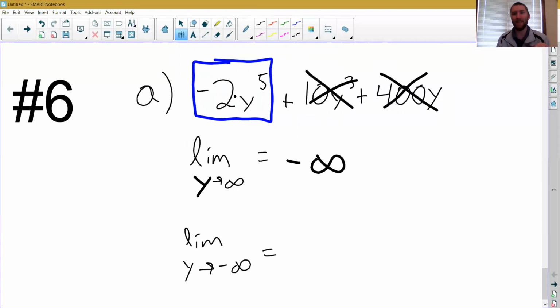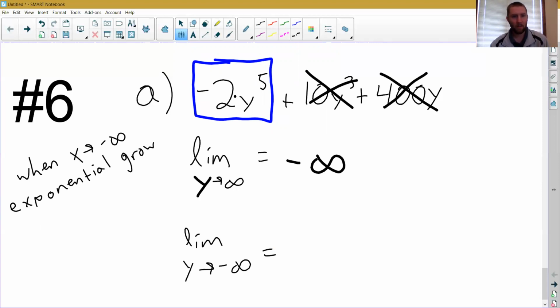Now, for some of them, it's not going to make any sense at all. For example, when x approaches negative infinity, exponential growth functions, like 2 to the x, 3 to the x, they disappear. Because if I were to raise 2 to the negative 10th power, that would be 1 over 2 to the 10th, they become really, really small fractions. So exponential growth actually disappears, okay?